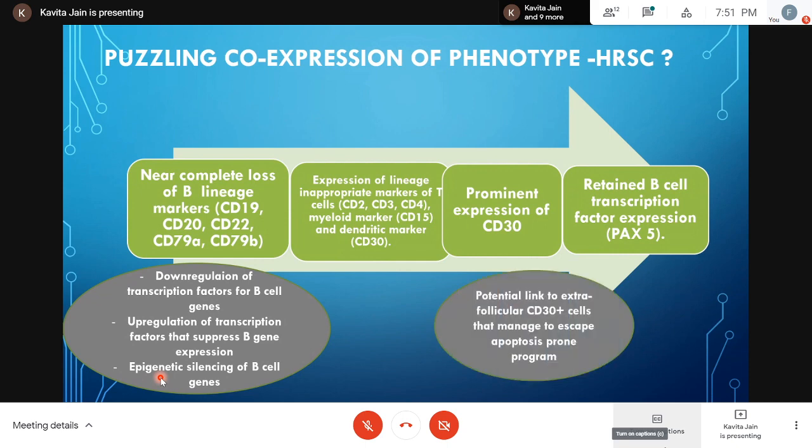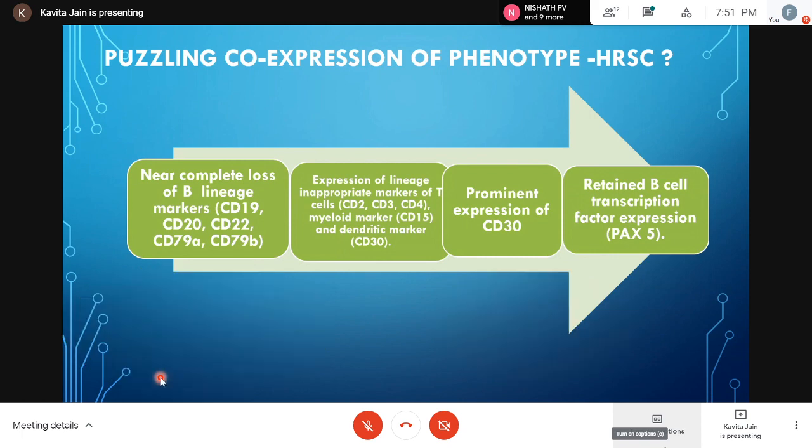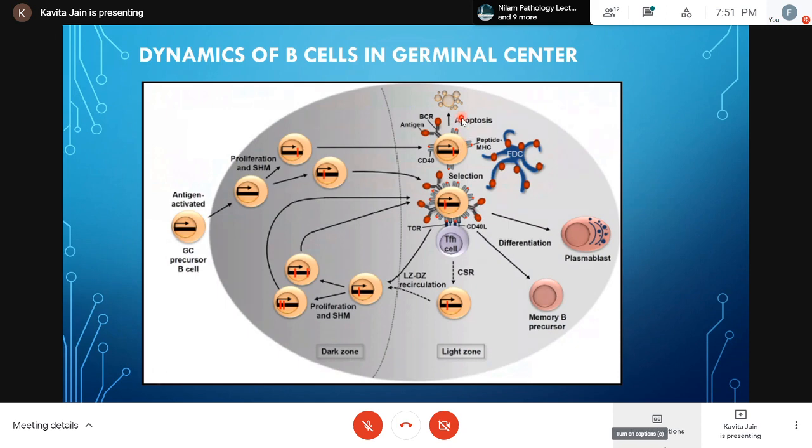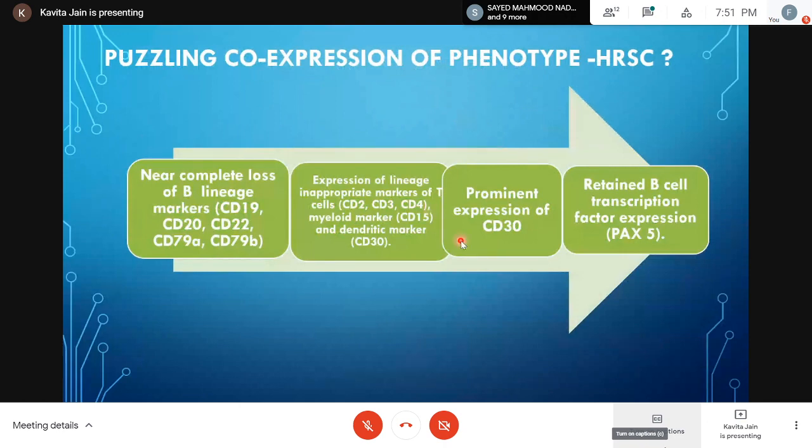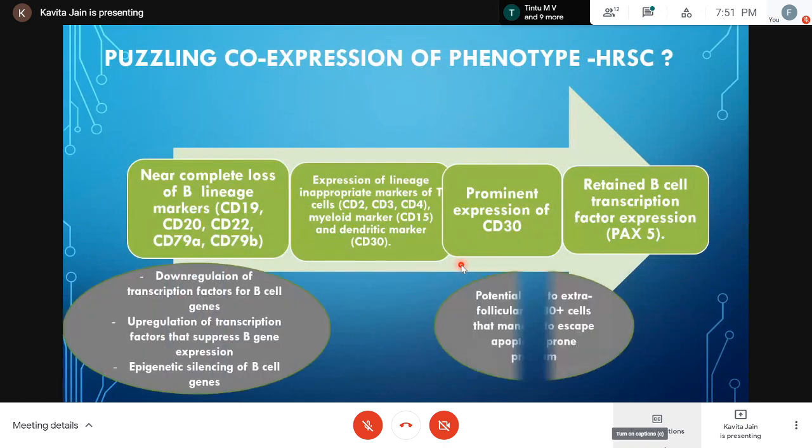And also, these cells are known to link to the extrafollicular CD30 plus cells. I mean, we go back to the diagram. Mostly, the CD30 positive cells are those cells which are present normally in tonsils, and they are located at the extrafollicular area. They acquire the MYC gene, they acquire the CD30 expression, and the RS cells have been found to be similar to these extrafollicular cells, which easily manage to escape apoptosis. They are normally present as a very scattered population in tonsils, not anywhere else. So if they are there, they are abnormal.